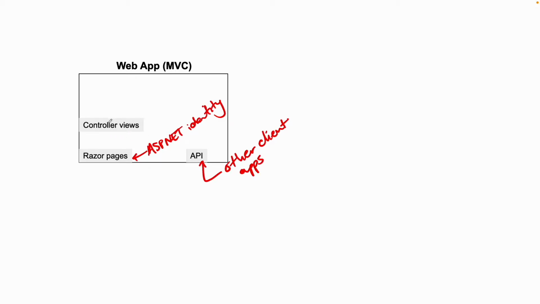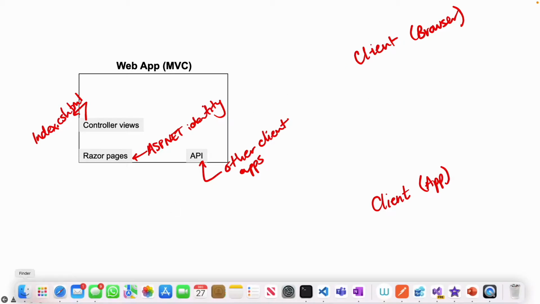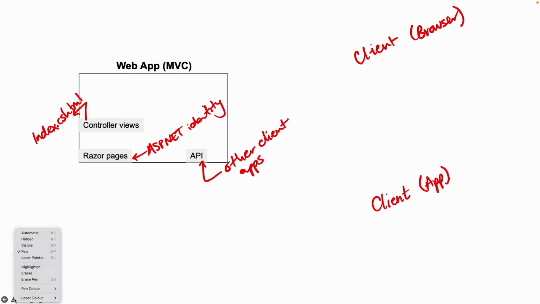And over here, we've got our controller views, for example, index.cshtml. Now, if we've got our client here, this is a client application, and this is a client as a browser. Now, if our client, start with our browser. Let me change my pen color to blue.